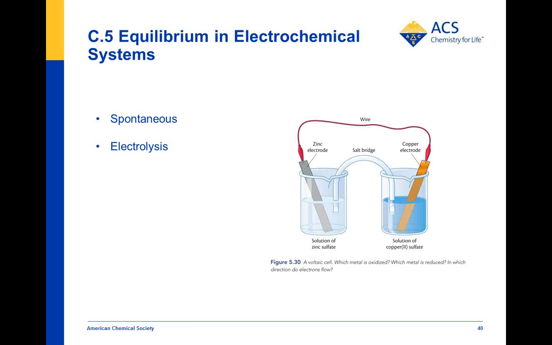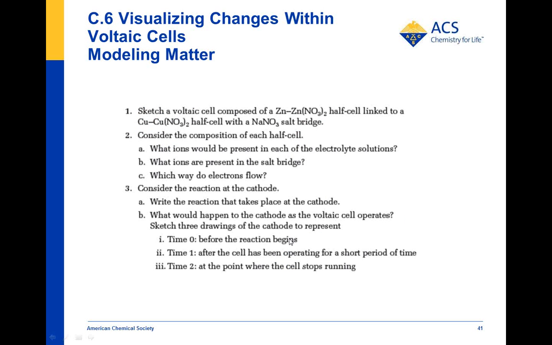Then we are asking students to do a modeling matter. In this modeling matter, students are sketching voltaic cells. They are looking at where the electrons go. One student of mine who clearly had too much time on his hands made a little flip book of all of the electrons moving through. It was a lovely little animation that I stole and now use all the time.